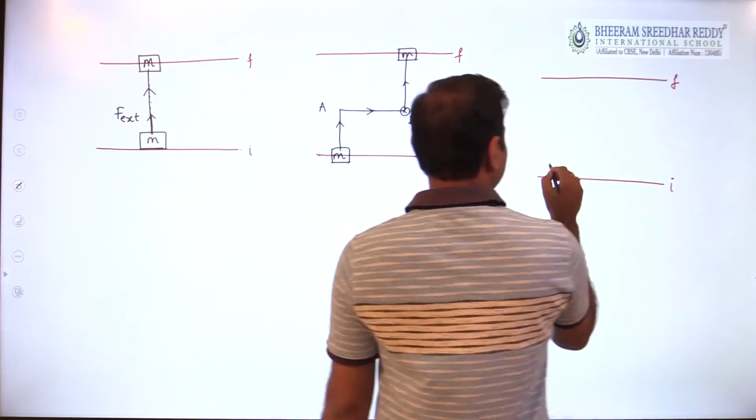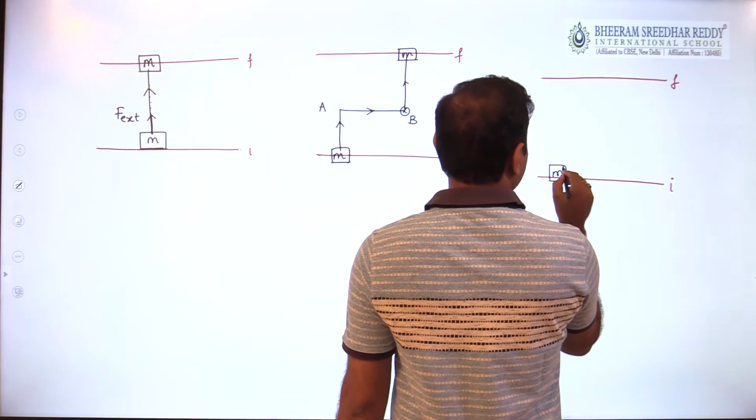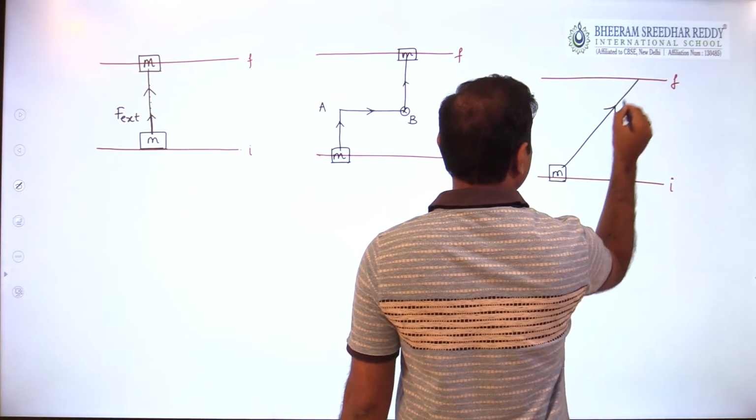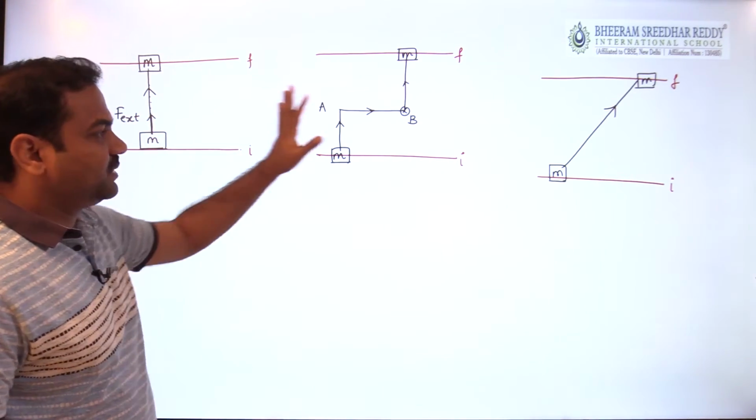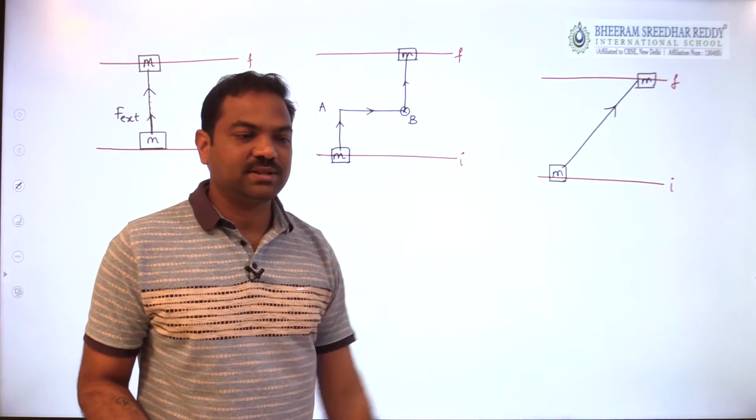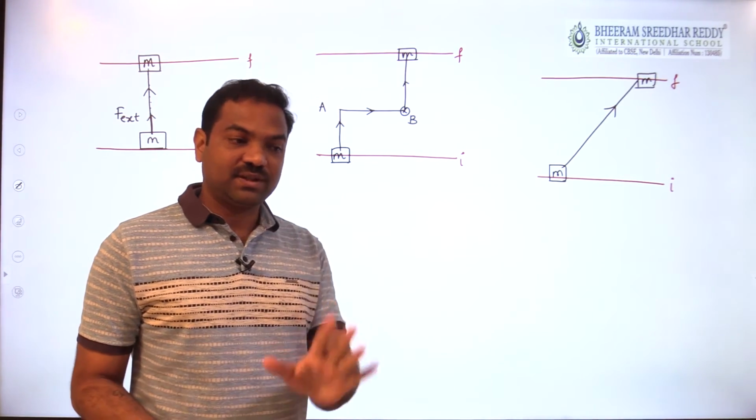And I am taking one more case. I am taking one block of mass m. Now I have taken the block at an angle to the final level. Understood? The paths are different. Find the work done by gravity in this case, in this and in this. In all three cases, find the work done by the gravitational force.